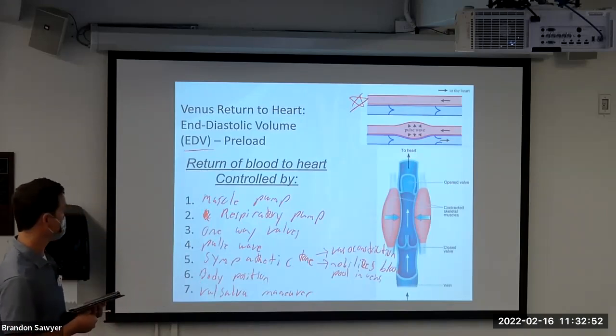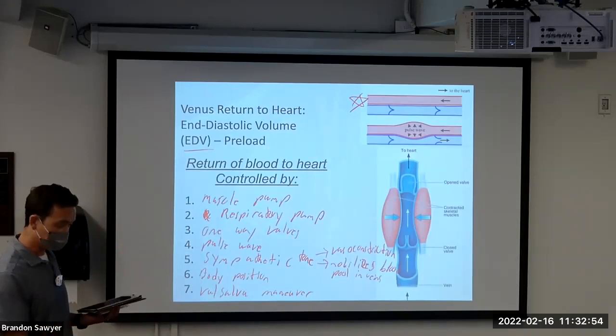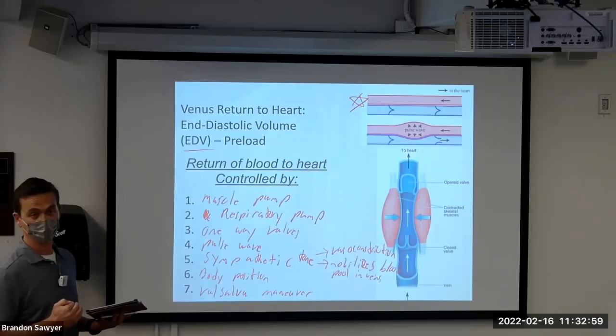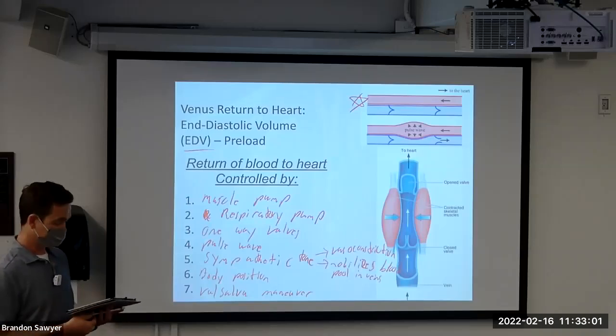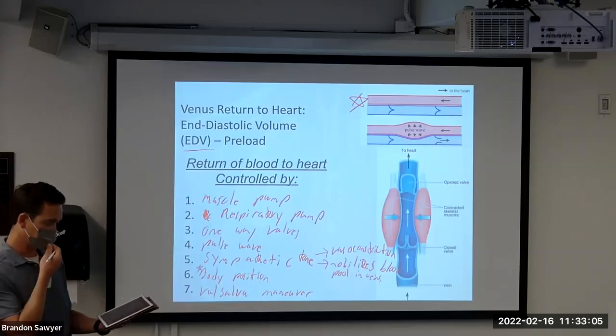Okay, the body position one. When we go from laying down to standing up, now all of a sudden we're fighting gravity. That just makes it harder to get blood back in, right? And so that one affects our end diastolic volume as well.